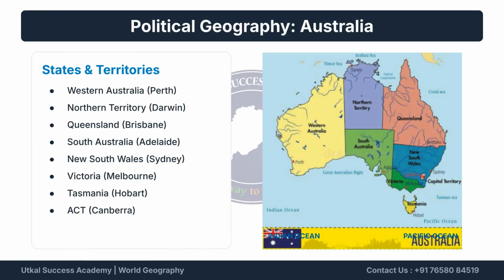Now, moving to the political geography of Australia. The country is divided into different states and territories, each with its own capital city. Important regions include Western Australia with Perth, Queensland with Brisbane, New South Wales with Sydney, Victoria with Melbourne, and the Australian Capital Territory with Canberra, which is the national capital.